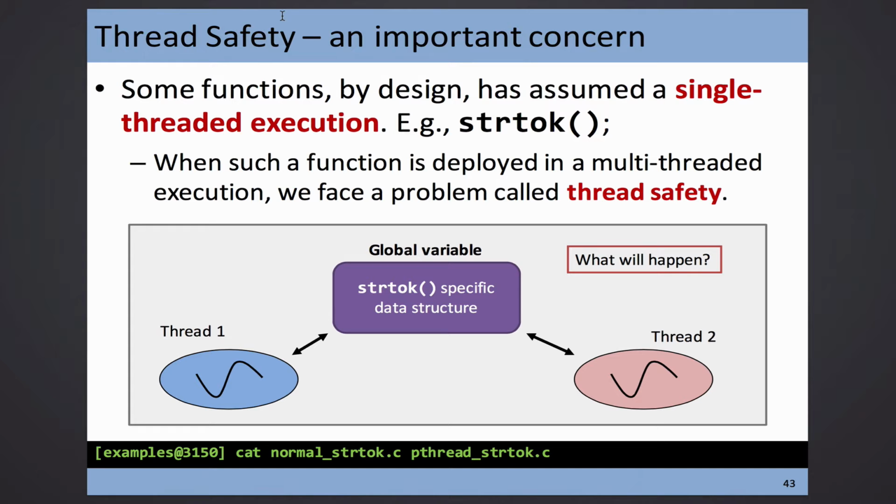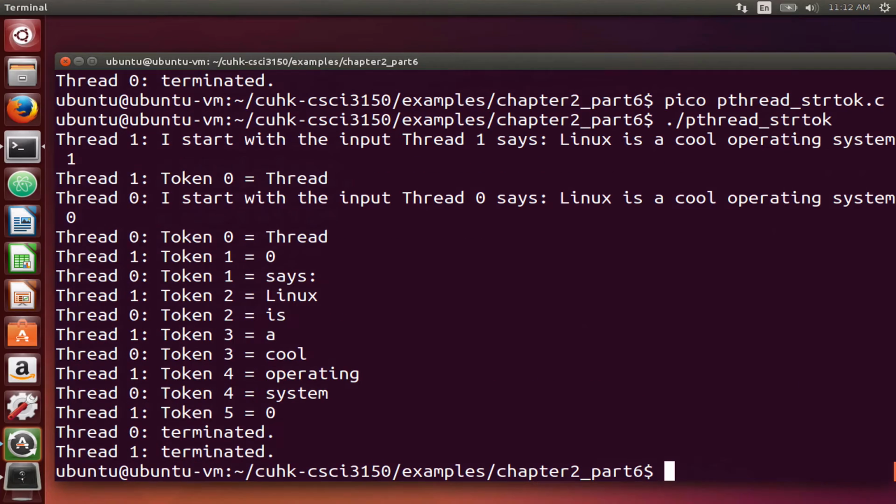So when thread 1 calls it, let's take a look at my output. When thread 1 calls it first, you set the global data structure with the string about thread 1. But the next time you call it, it's actually from thread 0 here. So thread 0 overrides the global data structure, so that the old data by thread 1 is gone. This is thread safety. And actually, we don't call it thread safety. It's called, this function is thread unsafe.